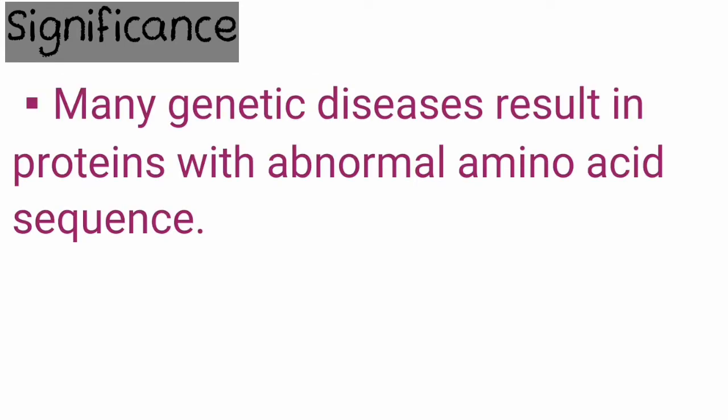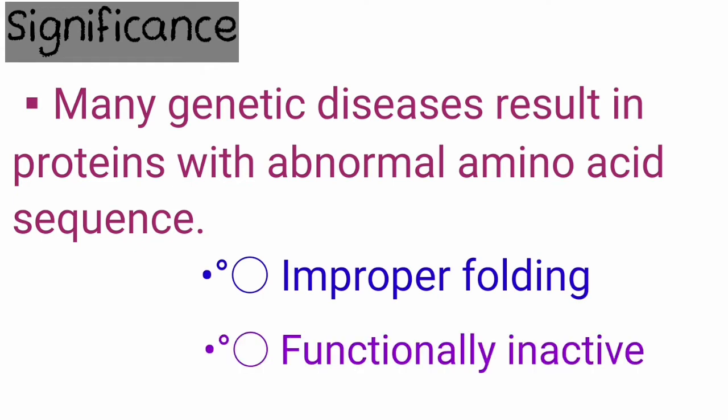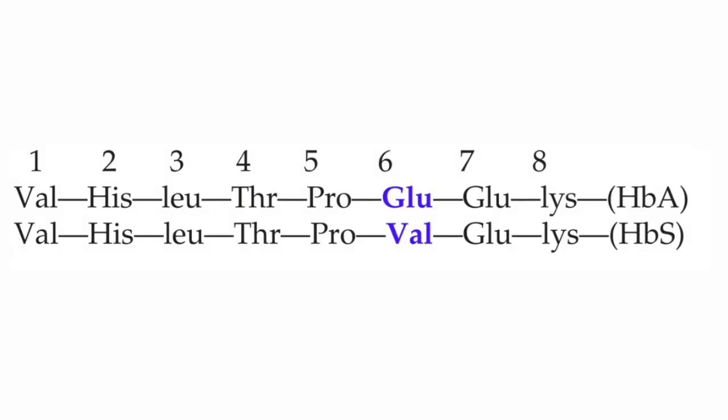Now, there are many genetic diseases that result in the proteins with abnormal amino acid sequence. So because of this abnormal amino acid sequence, these proteins cannot fold properly. So that leads to improper folding of proteins, and these proteins are functionally inactive because they have abnormal amino acid sequence. So let us consider the most common condition, that is sickle cell hemoglobin, that leads to sickle cell anemia.